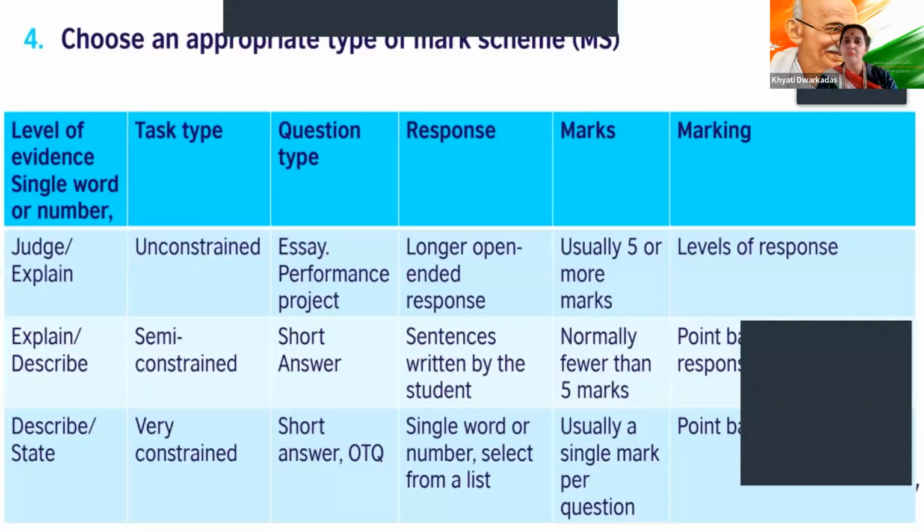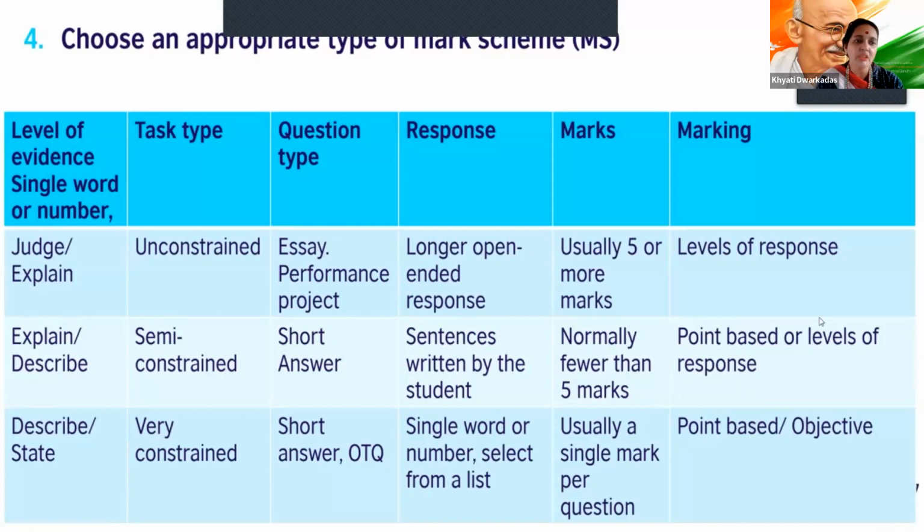Now, when we are choosing an appropriate type of question, we also need to look at the appropriate type of marking scheme. So for the time being, I'm going to close the chat box. If you're using a level of evidence, single word or a number, judge, explain, the task type is unconstrained. The question type may be essay, performance, or project. The response may be longer, open-ended. Usually it has 5 marks and the level of response will be a level of response marking scheme, where you would be showing why you are awarding 5 marks and what you would be expecting.